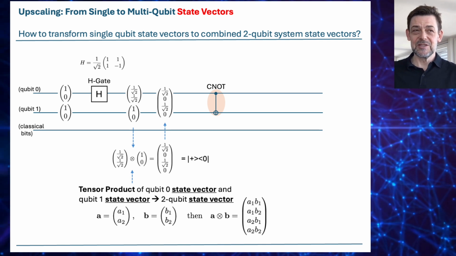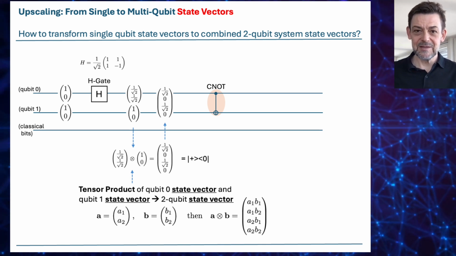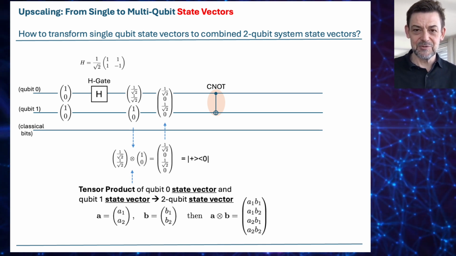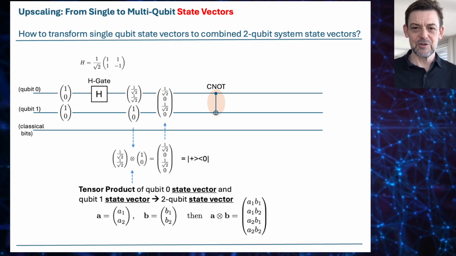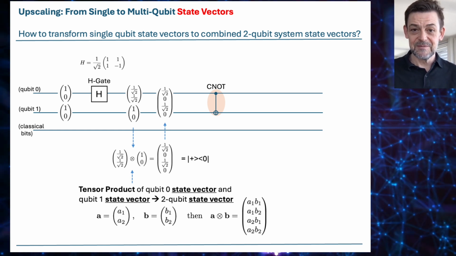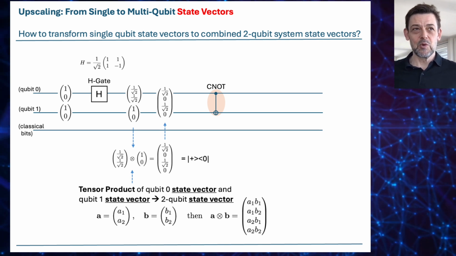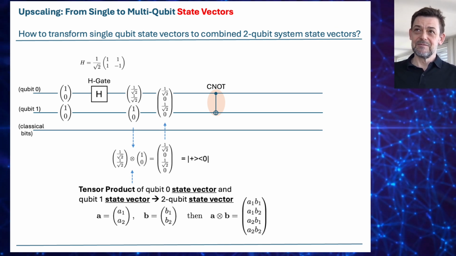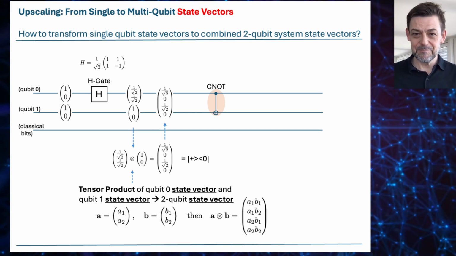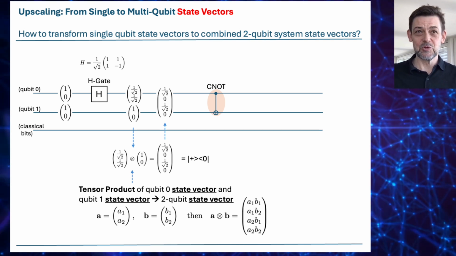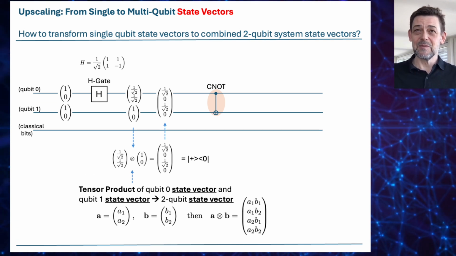This is done using the tensor product. If we take the tensor product of the qubit 0 state vector and the qubit 1 state vector, we get the required 4 state vector. We won't prove this here, we will just use it. The rules for how to calculate it are shown below.